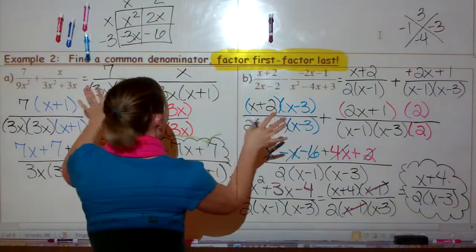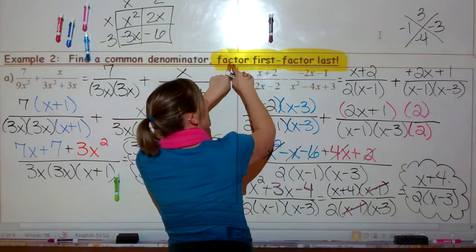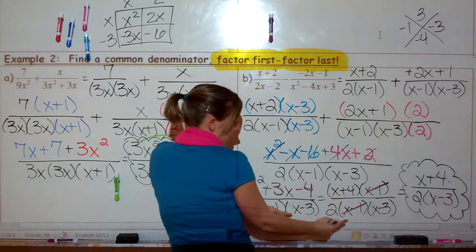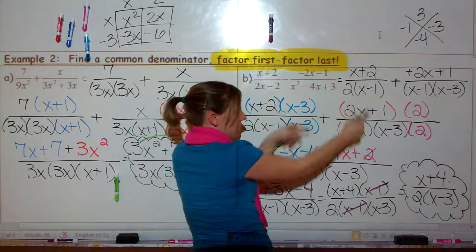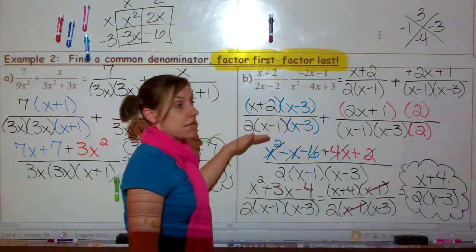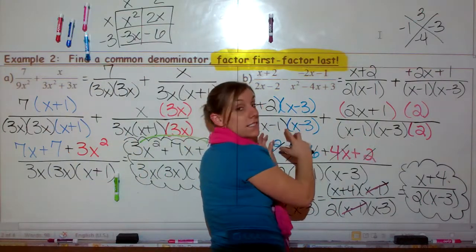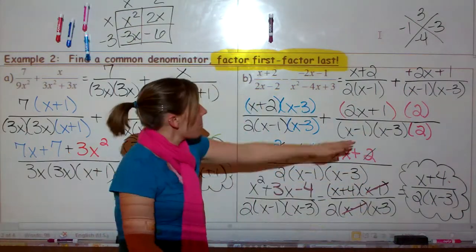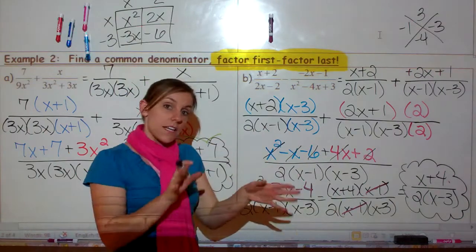Okay, so that is what we're doing. Common denominator. Remember, factor first, factor last. I factored here at the beginning. I factored here at the end. Okay, first and last. And we have to get that common denominator. What is the piece missing, or what is this fraction missing compared to that fraction? And remember, always look just at the denominators to answer that question.